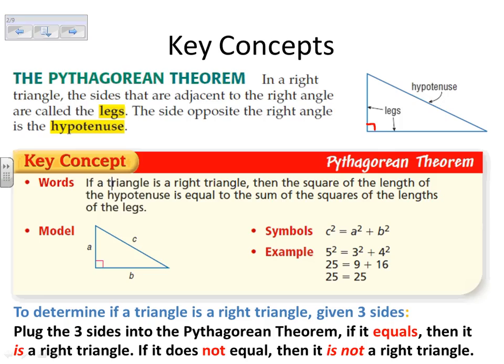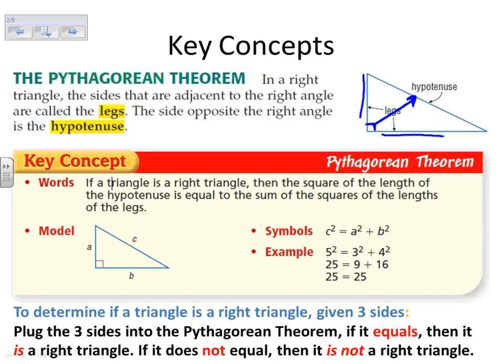Now, I always like to find the hypotenuse first because that seems easier for me. So I look at this right angle, and the side directly across from the right angle is the hypotenuse. And then the other two sides, this side and this side, are your legs, and these are adjacent, right next to your right angle.